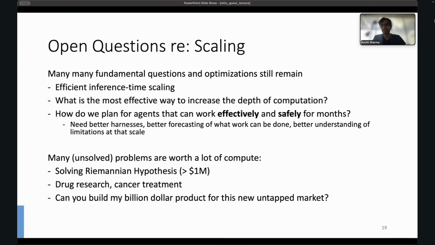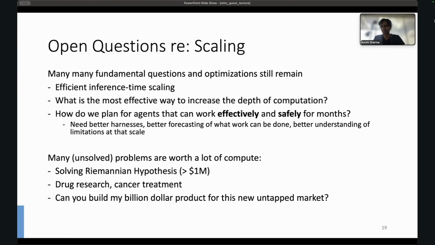I talked about how inference time scaling results in very predictable improvements across many domains. But questions about how we do this efficiently, how we use our tokens efficiently, and how we use our tools efficiently are still open questions. And it's something we can make a lot of progress on.